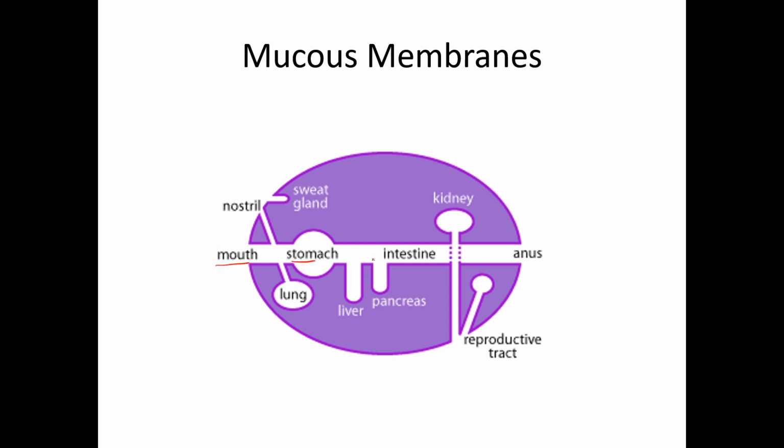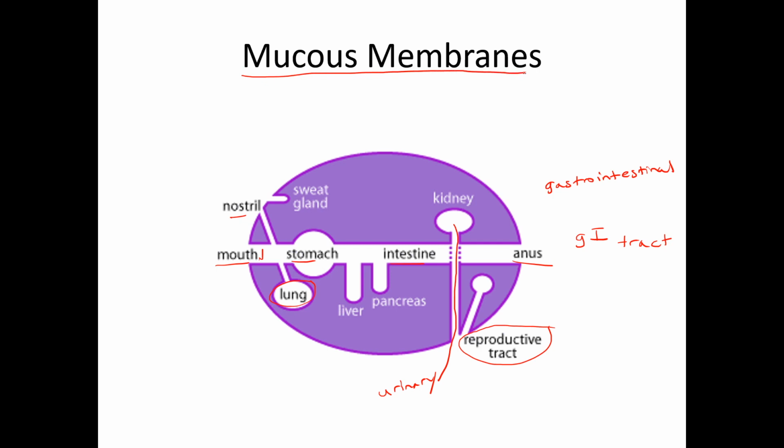So you've got your mouth, stomach, intestine, anus, your GI tract, gastrointestinal tract. You also have your respiratory tract, nose, mouth again, lungs. You've got your urinary tract, not listed here, but urinary tract. And then your reproductive tract. Those are the main entryways. These are all lined with what are called mucous membranes. These are membranes that have a layer of mucus on them.